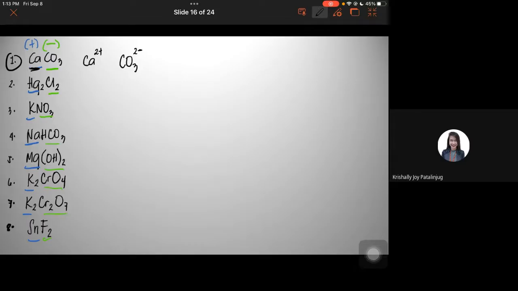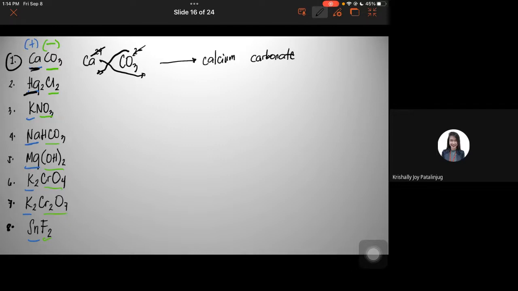The reason why you are not seeing a subscript of 2 there after the crisscross method is that it has been simplified. Cancel out the same numerical value with opposite charges. That's why you will just obtain a subscript of 1. So the final name for this chemical compound would be calcium, followed by carbonate. So that's calcium carbonate.